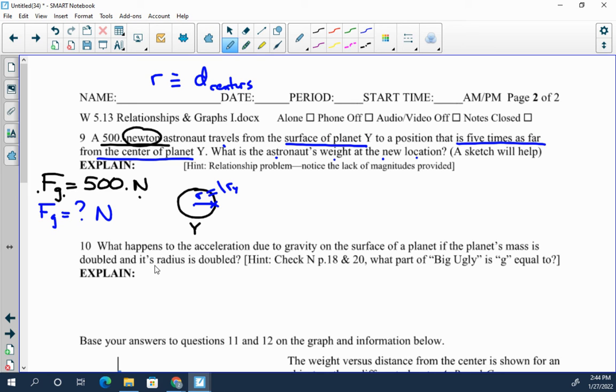Do you understand? Now, we move to 5 times as far from the center. So here's the center. Let's move: 1, 2, 3, 4, 5. What's our new R here? 5R, 5 radii of planet Y. Now, do you see why this is a relationship problem? Because I didn't give you enough givens to do it otherwise. I didn't tell you the radius is, whatever it is, 6 million meters.